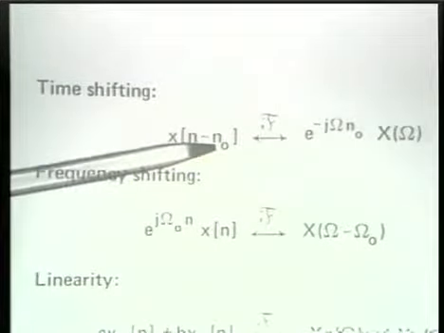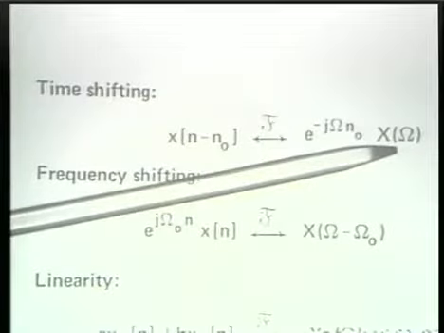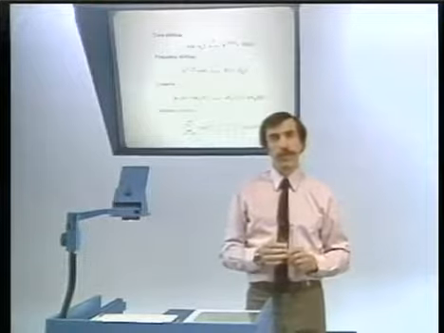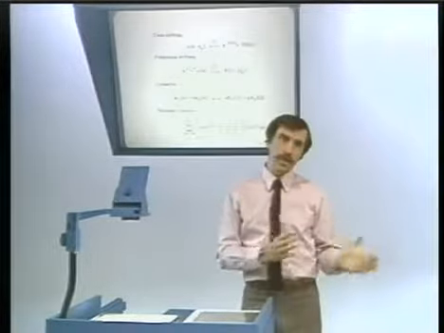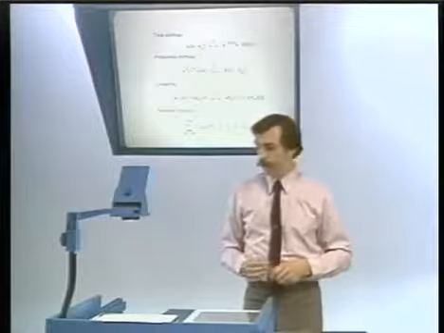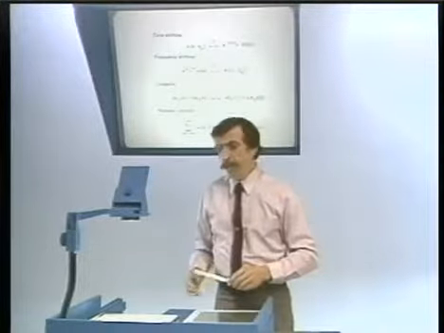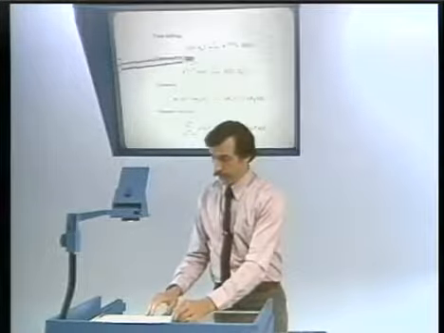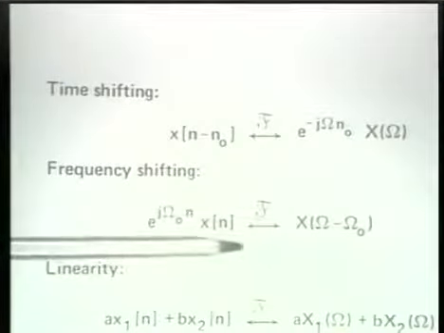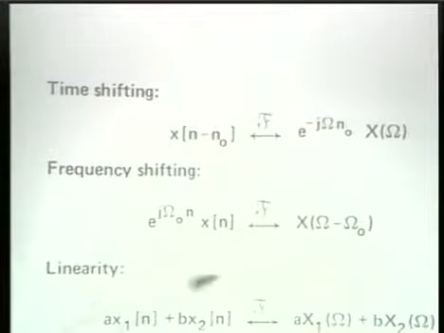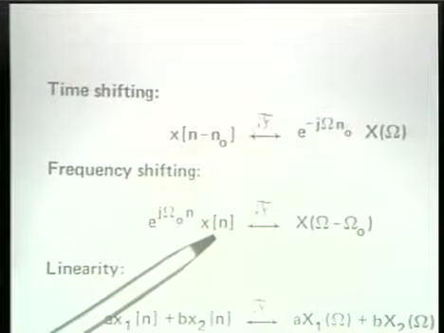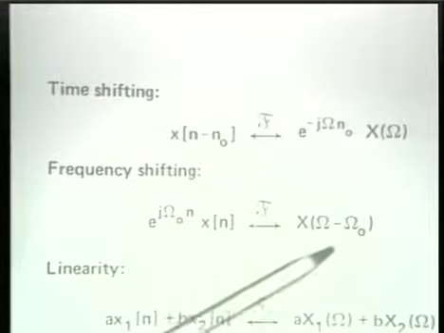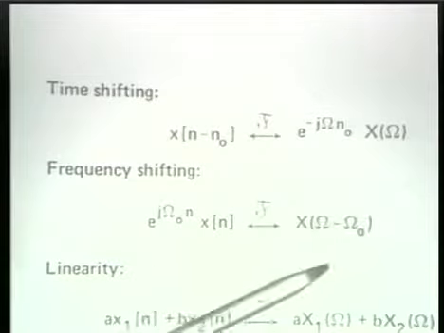So time shifting introduces a linear phase term. And by the way, recall that in the continuous time case, we had a similar situation, namely that a time shift corresponded to a linear phase. There also is a dual to the time shifting property, which is referred to as the frequency shifting property, which tells us that if we multiply a time function by a complex exponential, that in effect generates a frequency shift.